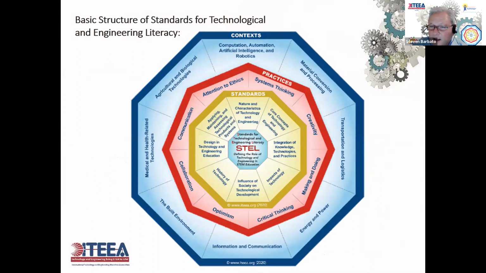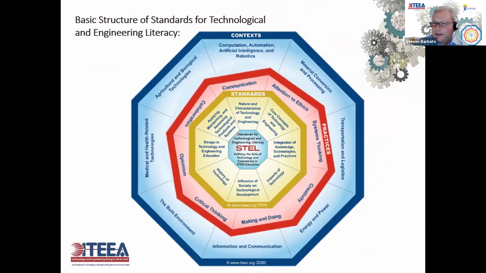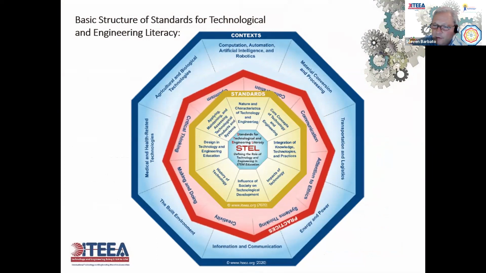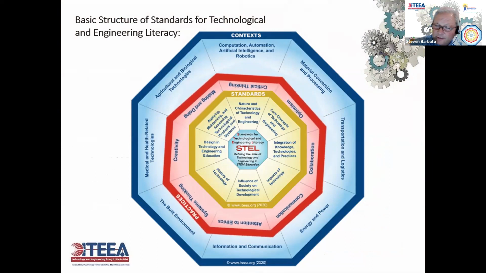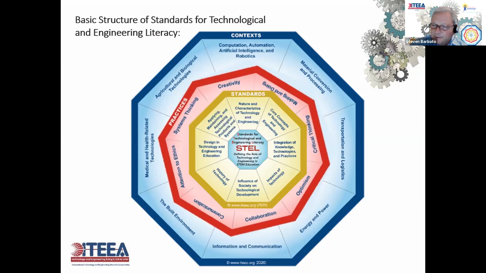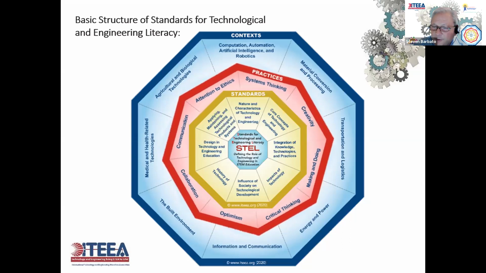As we go through, I'll highlight some of the features of STEL. We have in this set of 3 octagons the standards as the core. That's that gold center in the middle. There are 8 core standards for technology and engineering literacy connected to 8 practices. So in the big picture of things, all 8 standards, for the grade bands pre-K 2, 3, 5, 6, 8, 9, 12, need to be taught through the 8 practices that you'll see there. Everything from collaboration, communication, and attention to ethics, to systems thinking, creativity, making and doing, optimism, and critical thinking. So that's a real key.